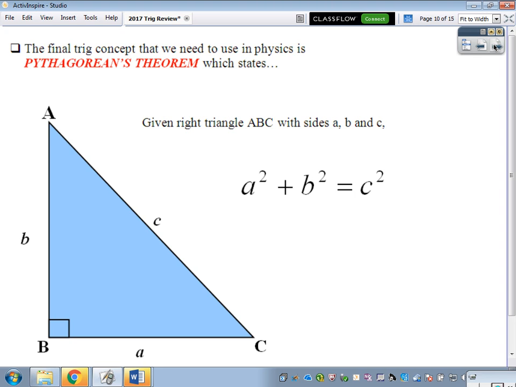Good, good. Okay. So, absolutely, there is also a trig with the ratios of the lengths of the sides of a right triangle in relation to each other. And we know that as Pythagorean's theorem, where a squared plus b squared equals c squared. So if we know any two sides of a right triangle, we should be able to find the third.